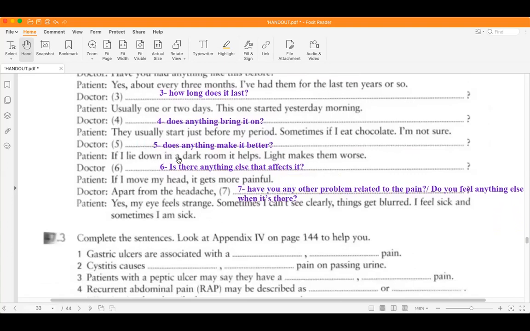If I lie down in a dark room, it helps. Light makes them worse. So here the doctor asks, does anything make it better? If I move my head, it gets more painful. So the question here is, is there anything else that affects it, or does anything make it worse?